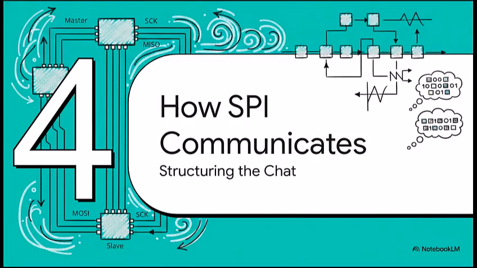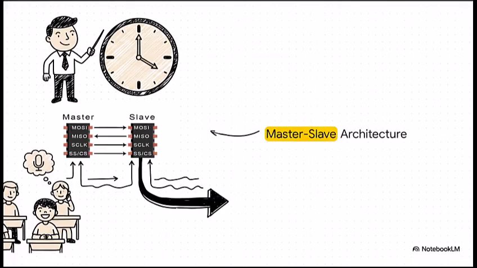Moving on to Section 4, how SPI communicates. Let's actually look at how this language structures a conversation. The best way to think about this master and slave dynamic is like a really well-organized classroom. The master chip is the teacher. It generates the heartbeat of the class. The slave chips, they're the students, and they only speak when they are directly called upon. The master is in total, absolute control of both the pacing and the direction of the data.